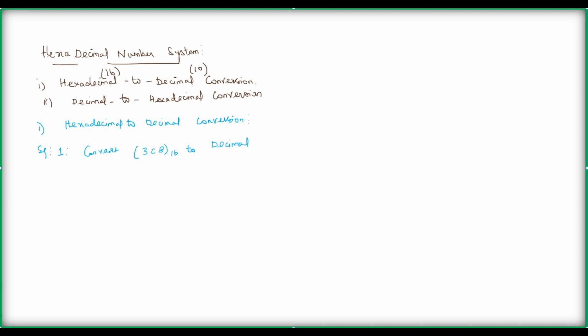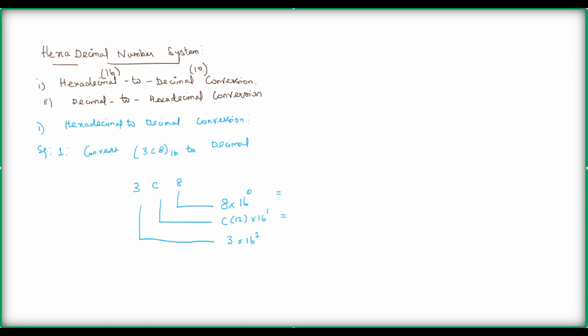But how to solve this? 3C8. On the tabulation we can easily understand. We have already discussed this in the previous video. So 8 into 16 power 0. Then C, which is equal to 12. So on the tabulation, 12 into 16 power 1, then 3 into 16 power 2.